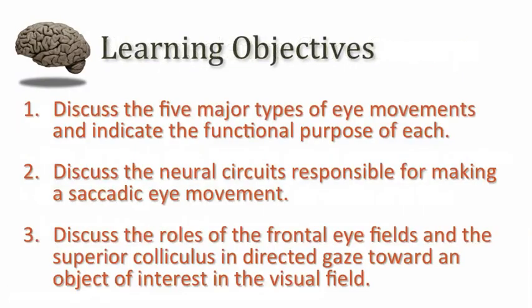Well, that gets us into our learning objectives for this session. What I want you to be able to do is to discuss the 5 major types of eye movements and indicate the function and purpose of each. I want you to be able to discuss the neural circuits that are responsible for making saccadic eye movements, and I want you to be able to discuss the roles of the relevant parts of the brain that are involved in governing these eye movements. And we'll focus on 2 brain regions in particular: the frontal eye fields, which is part of the premotor cortex in the posterior part of the frontal lobe, and the superior colliculus, which is on the dorsal aspect of the midbrain.